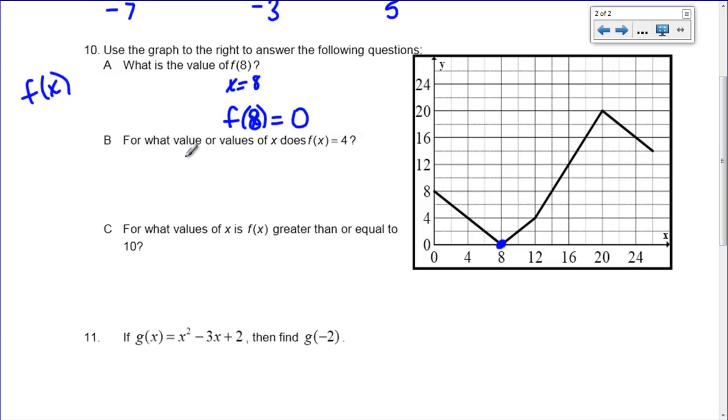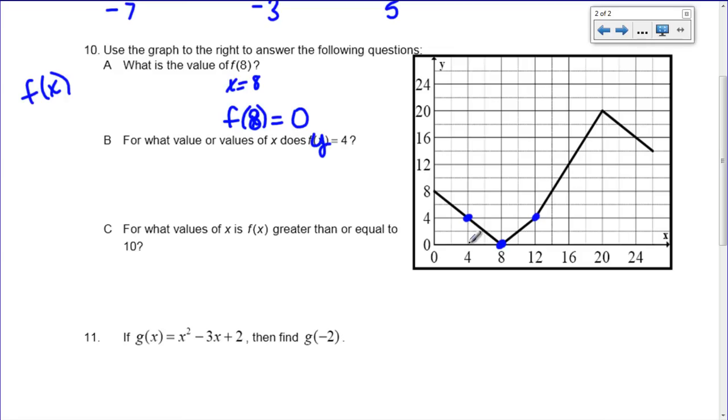Now B says for what value or values, which tells me I could have more than one answer, does f of x equal 4? So now they are saying f of x equals 4, which is the same thing as saying y equals 4. Well, y equals 4 right here, and I've got to go across my graph and see how many times y equals 4. Well, y equals 4 right here and right here. So I'm going to have 2 answers.